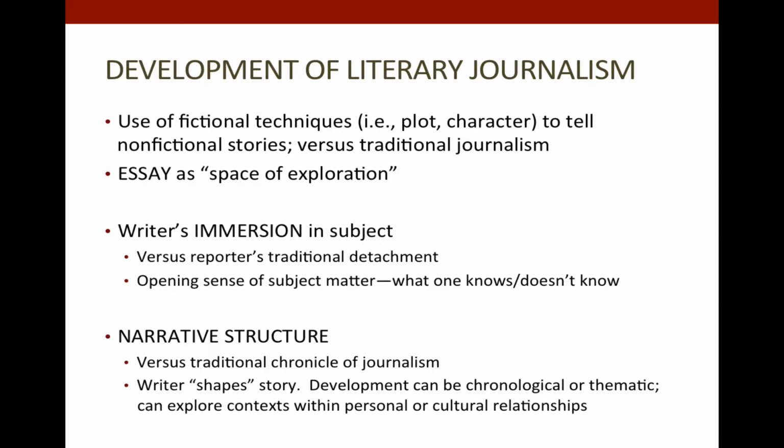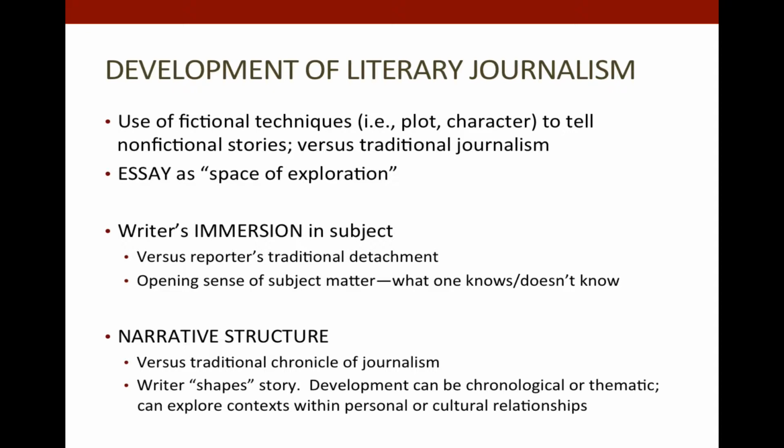As opposed to the objectivity that reporters traditionally demand, the literary journalist is allowed to be a part of the story. So it opens up the sense of subject matter, how one comes to know what one does or does not know in the end. For instance, a great writer like John McPhee, who wrote a whole book simply on the subject of oranges, made one of the points of his book the fact that he didn't know anything about oranges to start with. So how one comes to know the subject matter is a part of the literary journalist's work.